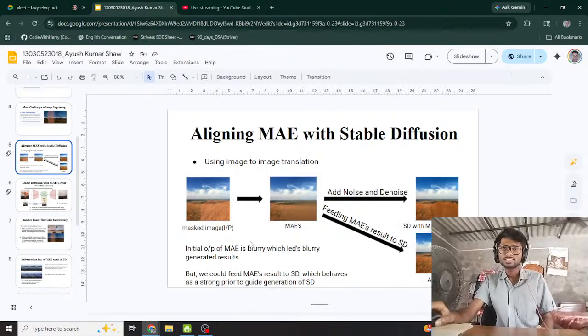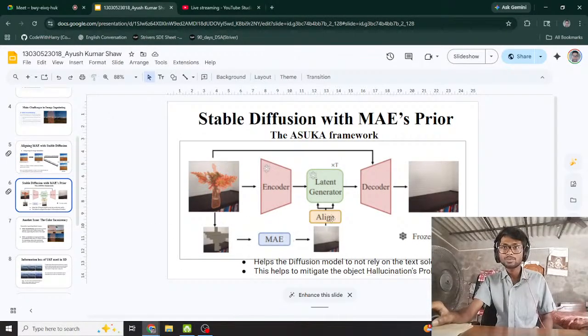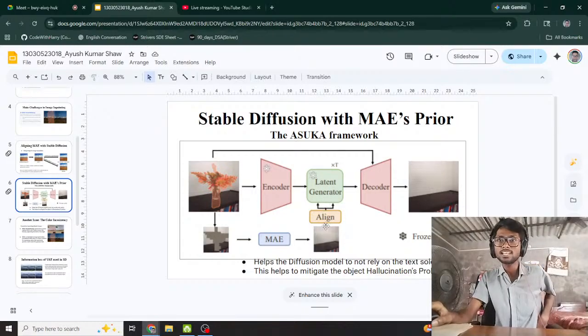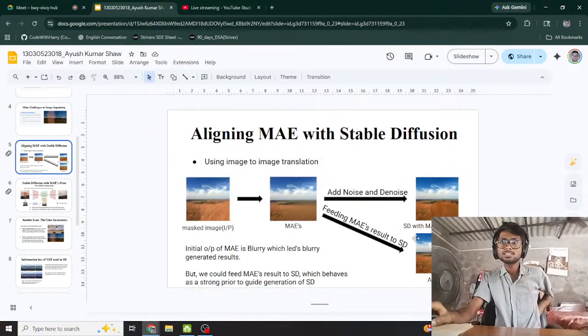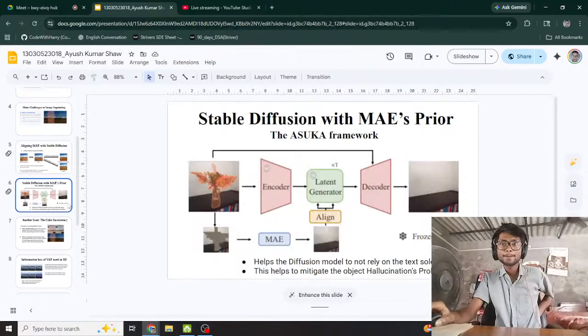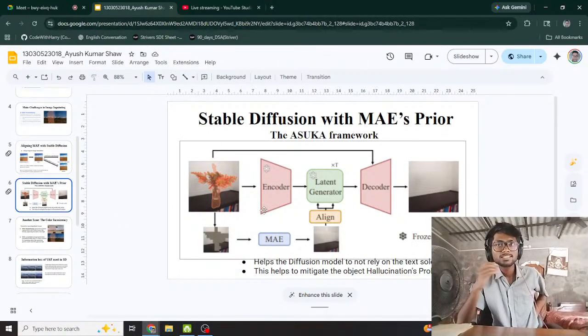Then what the authors do is they take this as a prior, a kind of hunch, which is then provided to this latent generator as an alignment. Here the latent generator is getting two inputs from the alignment. I didn't understand how it's getting two inputs.